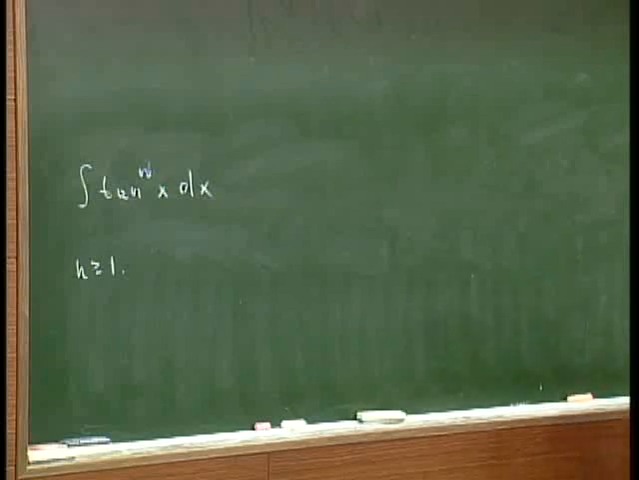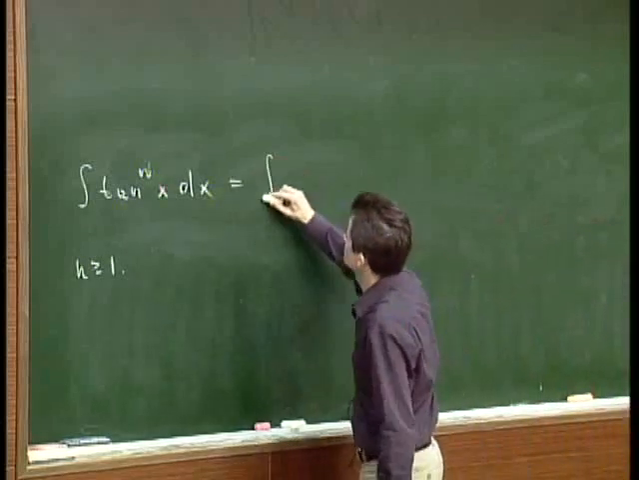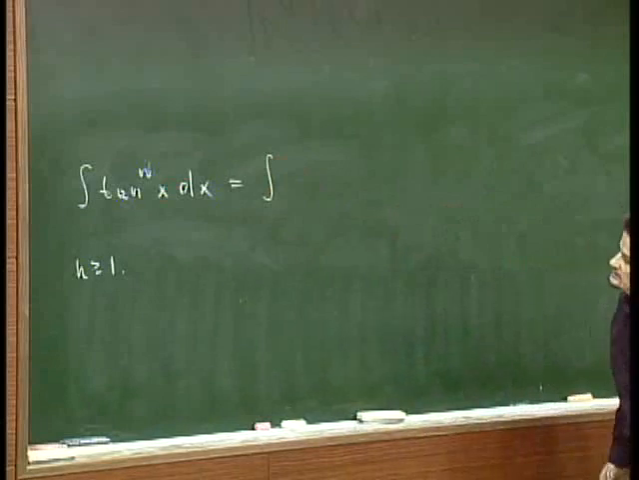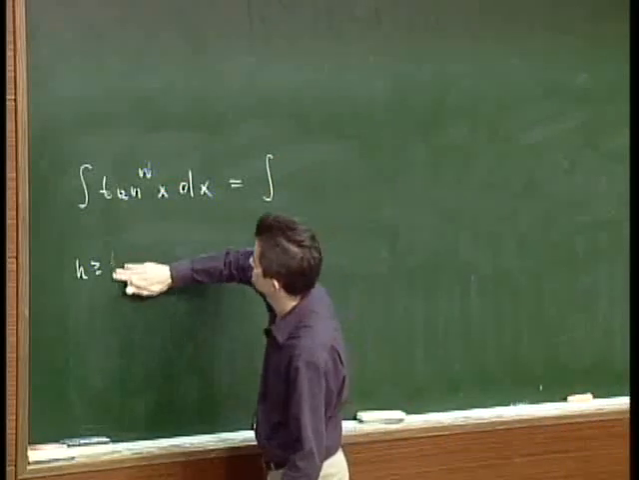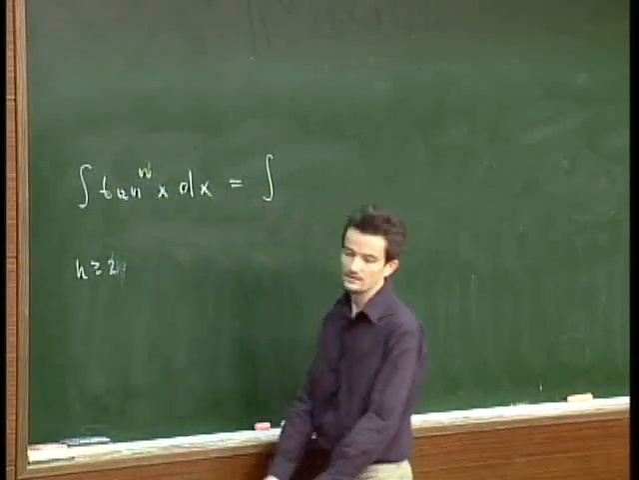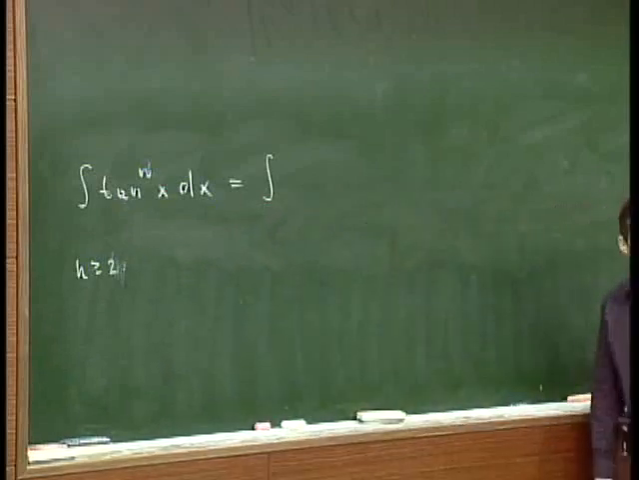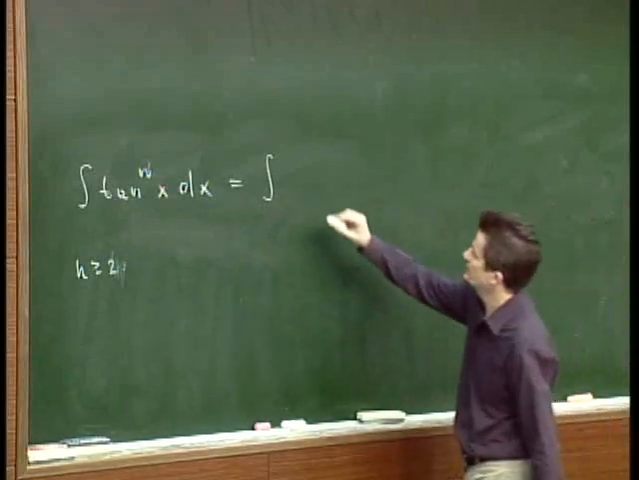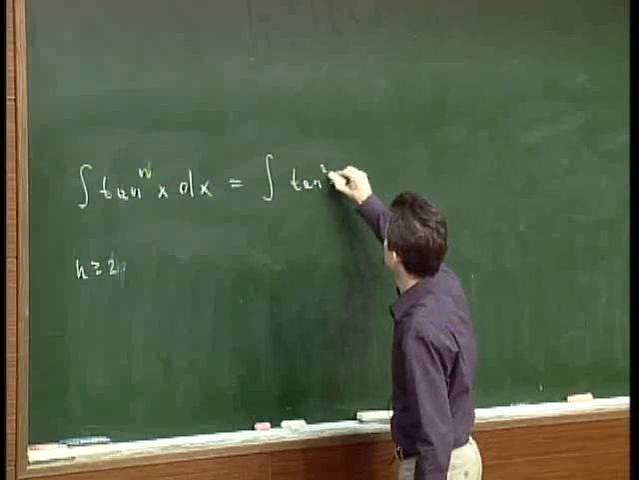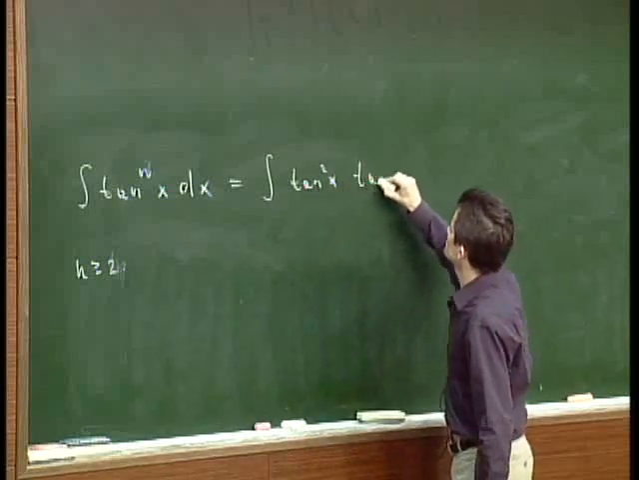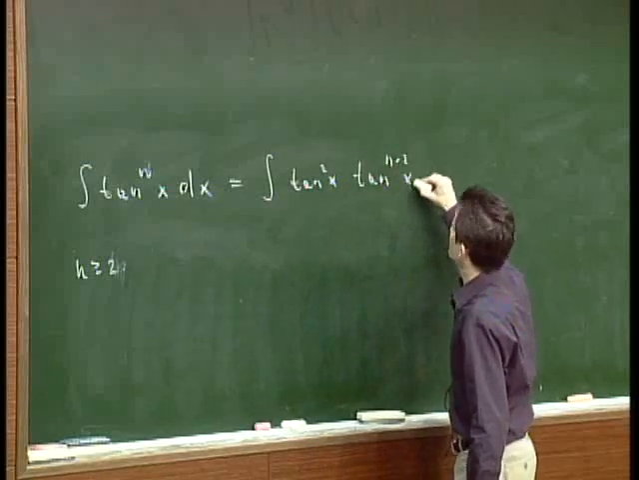Now, the idea is, maybe let's take out, if this is large enough here, because we have already handled the case n is equal to 1. So if this is large enough, we can take out the tangent square, and then we have a tangent to the n minus 2 of x dx.